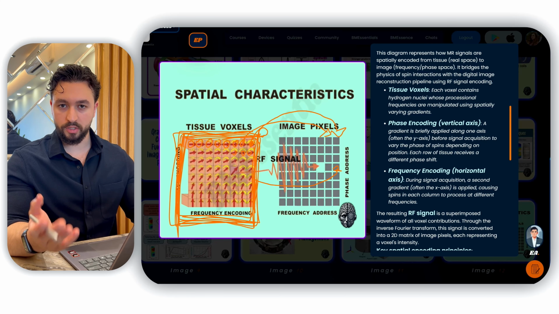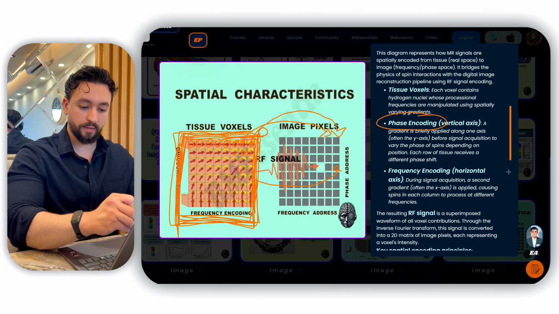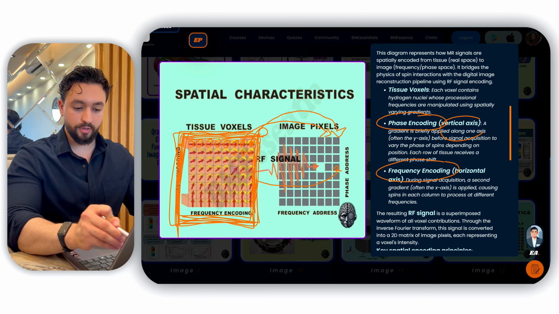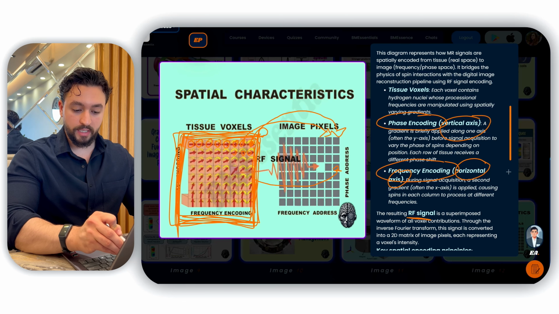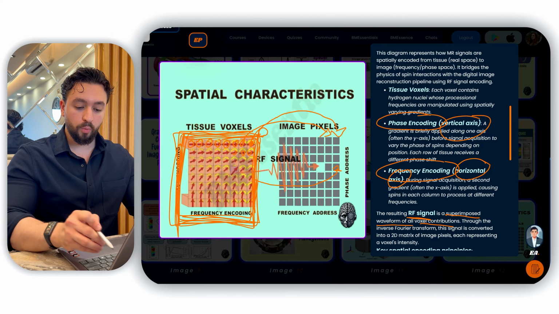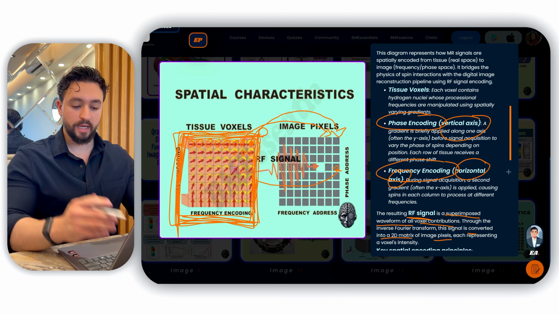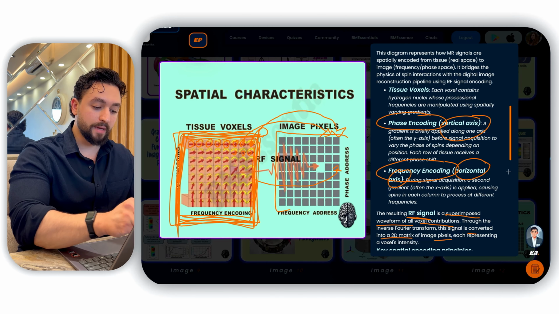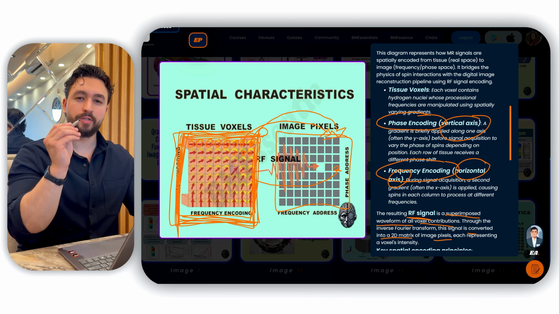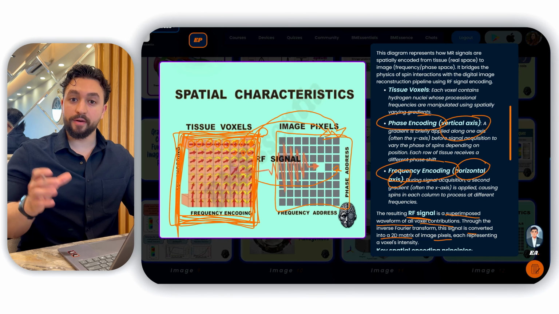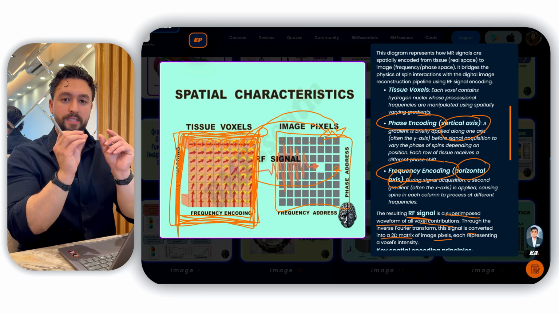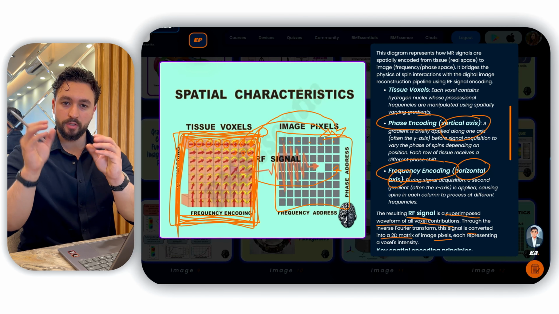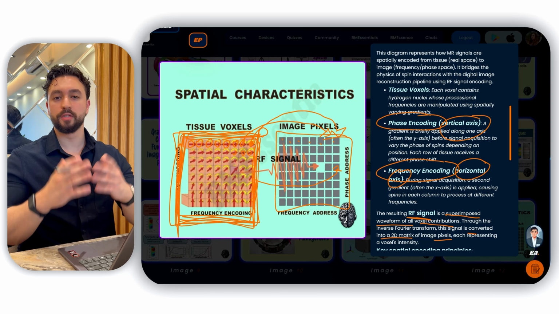This is where gradient coils come in. They basically do phase encoding and frequency encoding, which are basically vertical axis encoding and horizontal axis encoding, in order for the resulting RF signal to be a superimposed waveform of all the voxel contributions, which is then converted into a 2D matrix of image pixels in order for us to be able to see a full uniform image where every single part of the area of the patient that was imaged is in its exact perfect location. So we're basically creating pixels. These pixels will align in order for them to create a full image. Think of it as a puzzle.